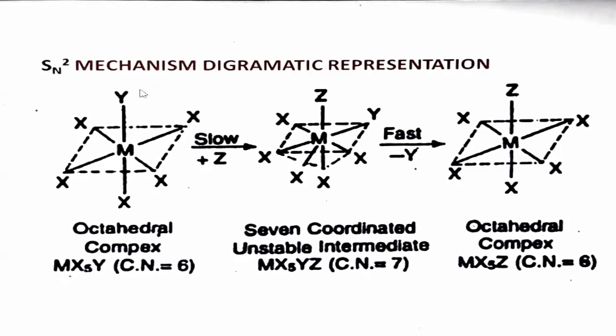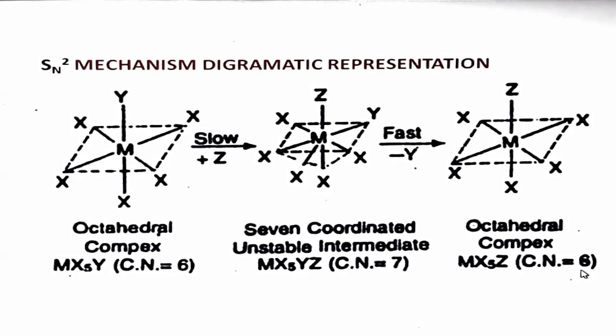Now this is the diagrammatic representation of the SN2 mechanism. Here we have an octahedral complex with coordination number 6. Now this Z, which is our nucleophile or entering ligand, reacts with this octahedral complex and makes an unstable intermediate with coordination number 7. So the total number of ligands in this intermediate is 7. Since it is an unstable complex, it undergoes dissociation.